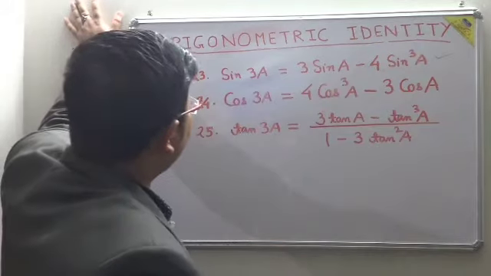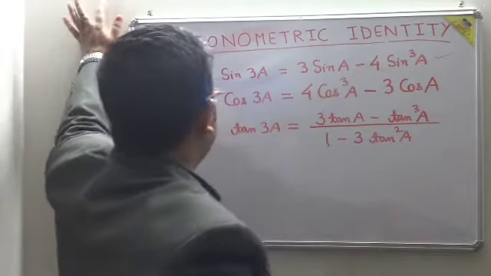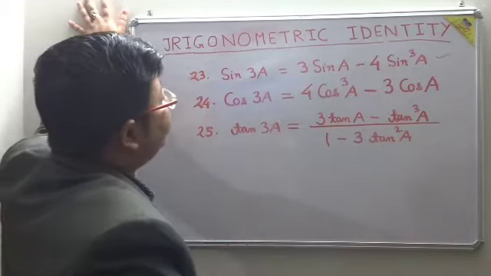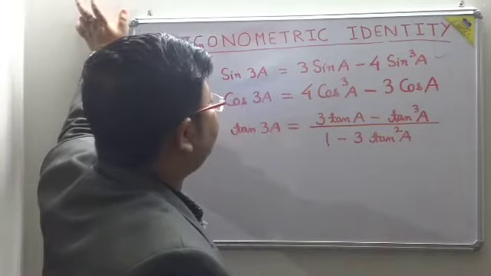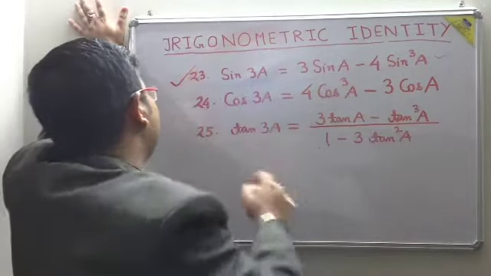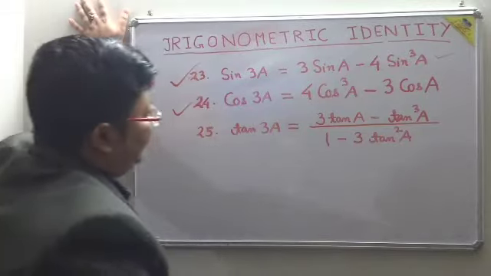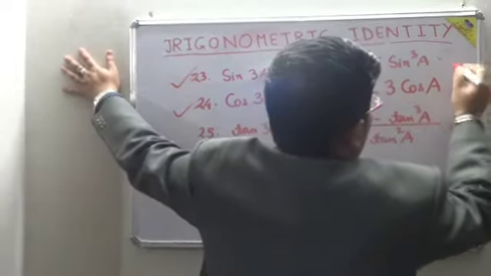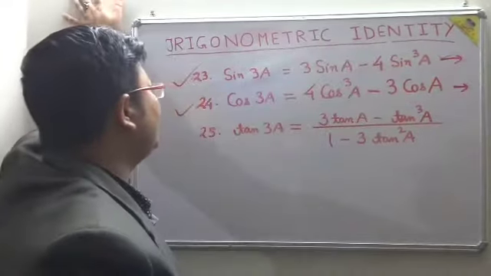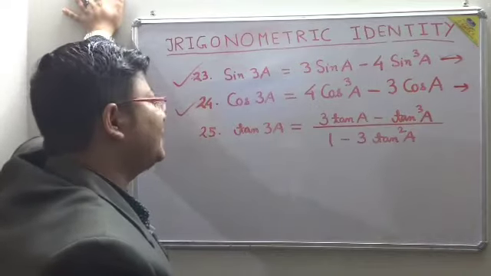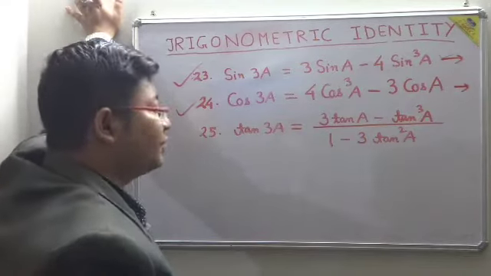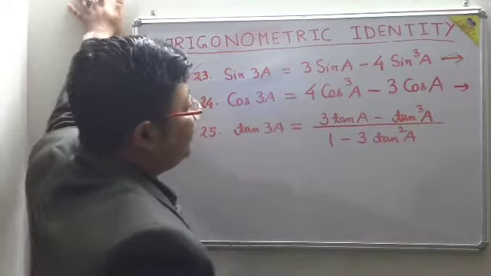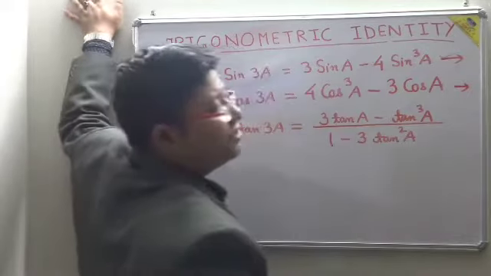Now we will go for trigonometric identity number 23. What is it? Sin thrice A. Sin thrice A will be equal to 3 sin A minus 4 sin cube A. Then come to number 24. Cos thrice A is 4 cos cube A minus 3 cos A. In order to solve problems, directly remember it in this way. What is 25? Tan thrice A is 3 tan A minus tan cube A divided by 1 minus 3 tan square A.